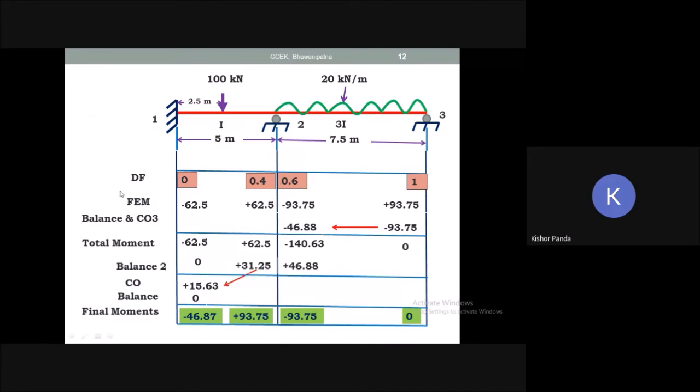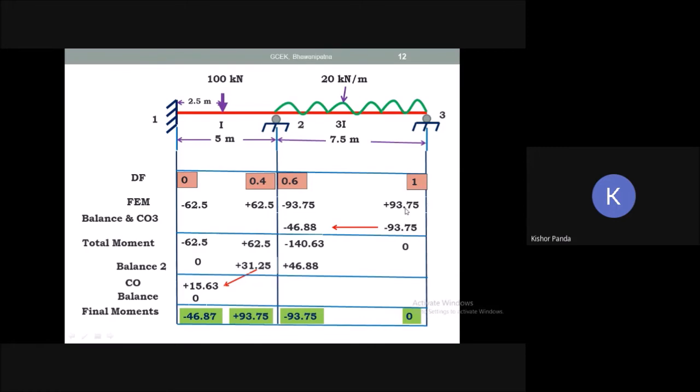Then you have to write the fixed end moments. Already you know what the fixed end moments are. MF12 you got minus 62.5, and MF21 you got plus 62.5. Then MF23 you got minus 93.75, and MF32 you got plus 93.75. So these are the fixed end moments.